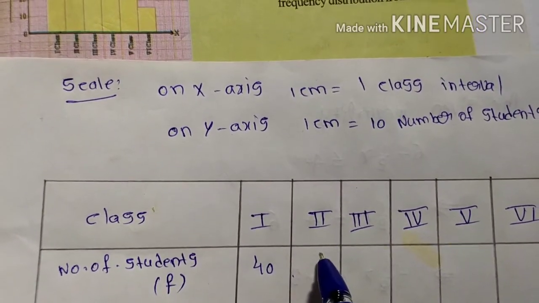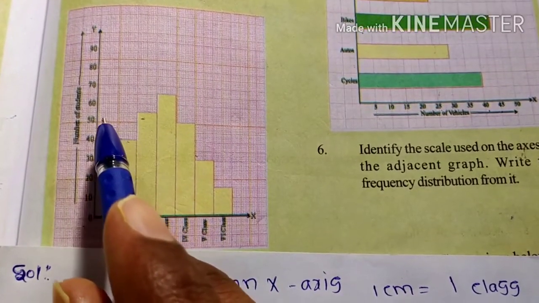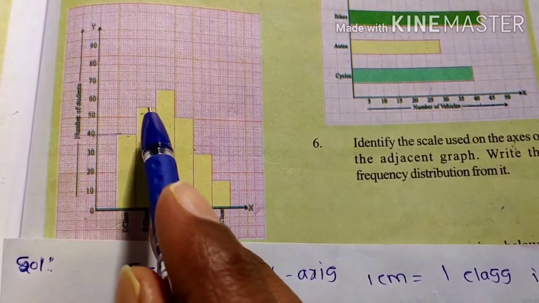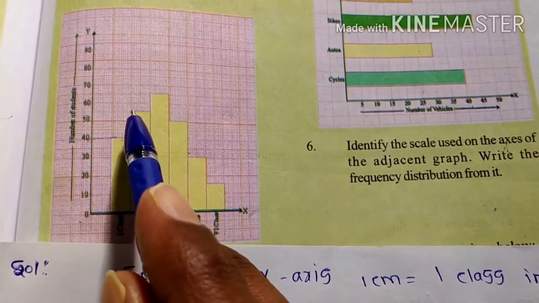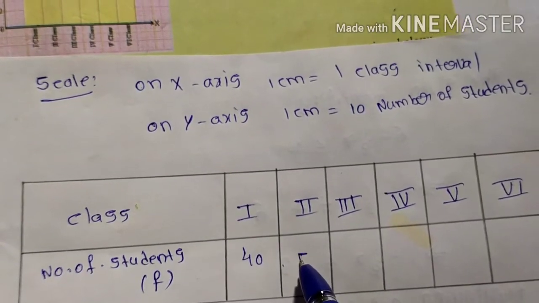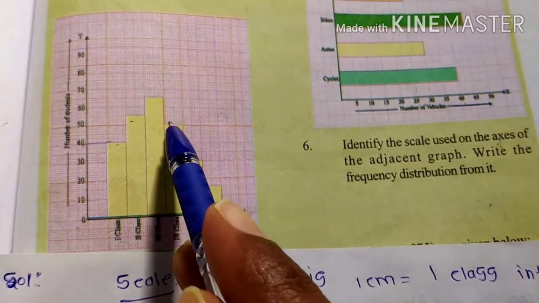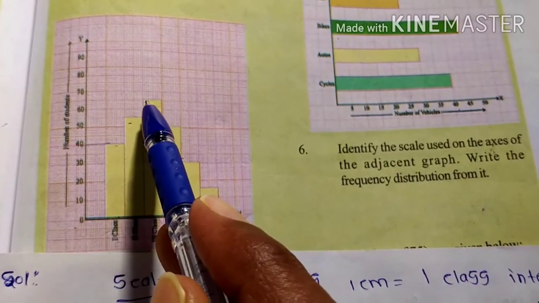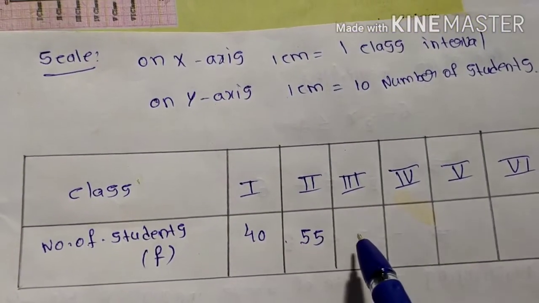In the similar way you can see second and third also. See here in the second class, between 50 and 60. It exactly lies between 50 and 60, and that means you can consider 55. Once you see the graph exactly, you will get 55 only. So I am writing here 55. Next, third class. This will be 60, this will be 70. Exactly between 60 and 70 means you will get 65 or not? Yes. Here 65.